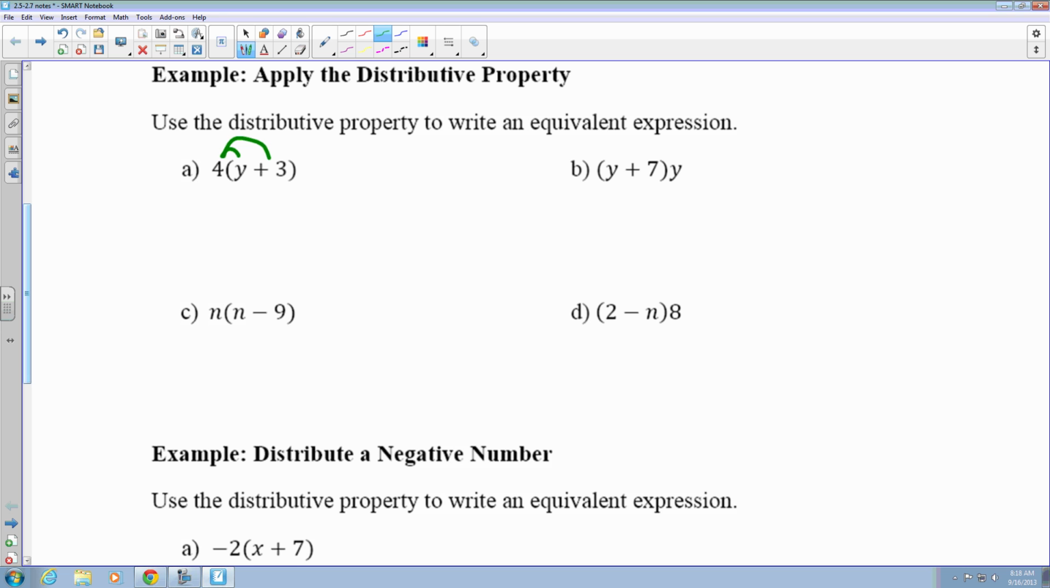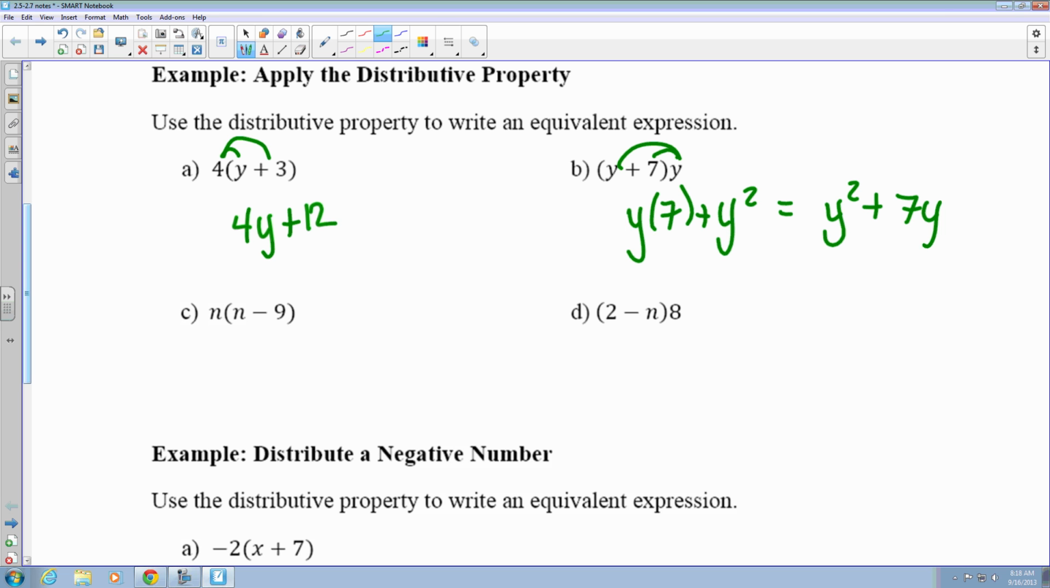So same arcing motion, this is 4y plus 12. We can go the same thing the other way. Y times 7 plus y squared. You can rewrite that if you want as y squared plus 7y. I always like to do the greatest power on the left side. N squared minus 9n. 8n minus 16.